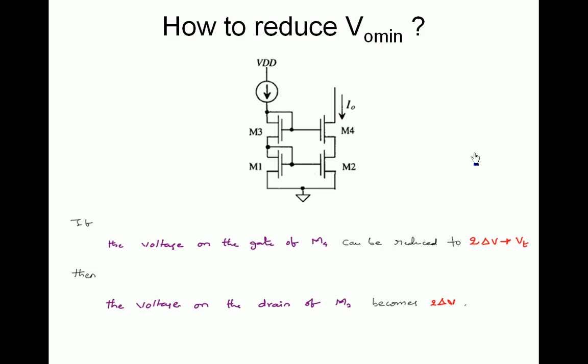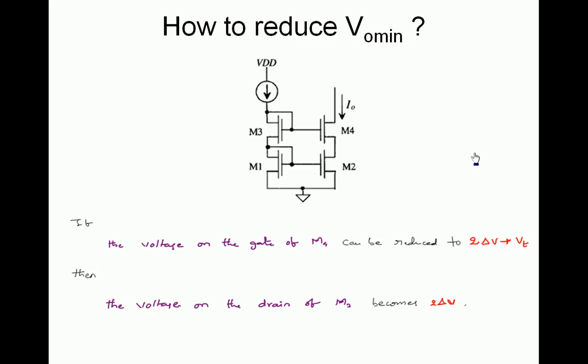We know the output voltage of M4 is going to be one threshold lesser than the gate voltage. So if you maintain the gate voltage of M4 equal to 2 delta V plus VT, then the voltage on the drain of M3 becomes 2 delta V. Here delta V is nothing but the effective gate voltage, or it is also treated as overdrive voltage. Delta V is simply VGS minus VT. Remember that. So every time we are not writing VGS minus VT like that, instead you can write simply delta V.